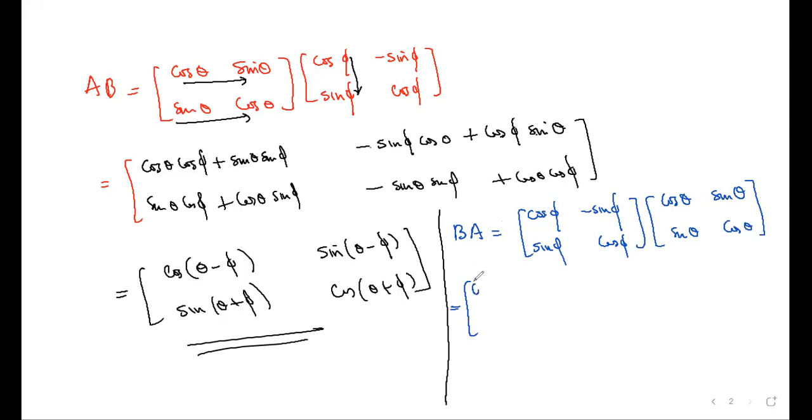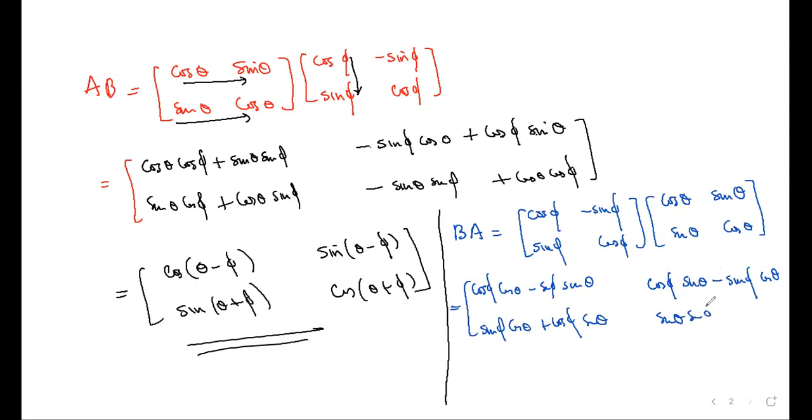This is cos phi cos theta minus sin phi sin theta. Next will be cos phi sin theta minus sin phi cos theta. Next will be sin phi cos theta plus cos phi sin theta. That is sin theta sin phi plus cos theta cos phi. This is cos of A plus B.